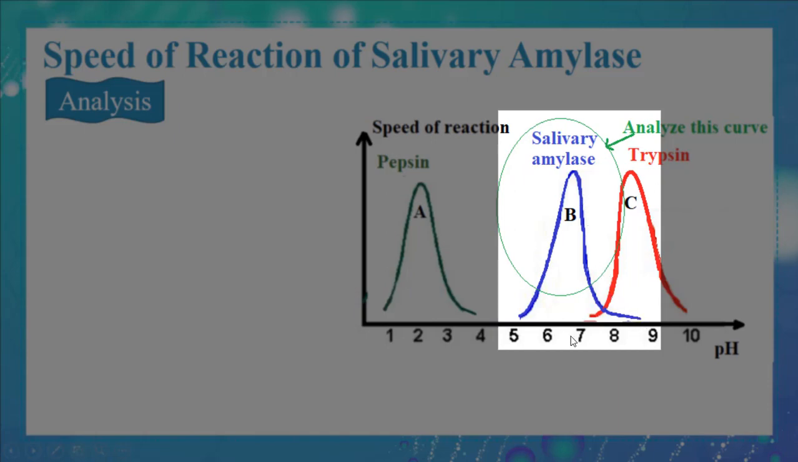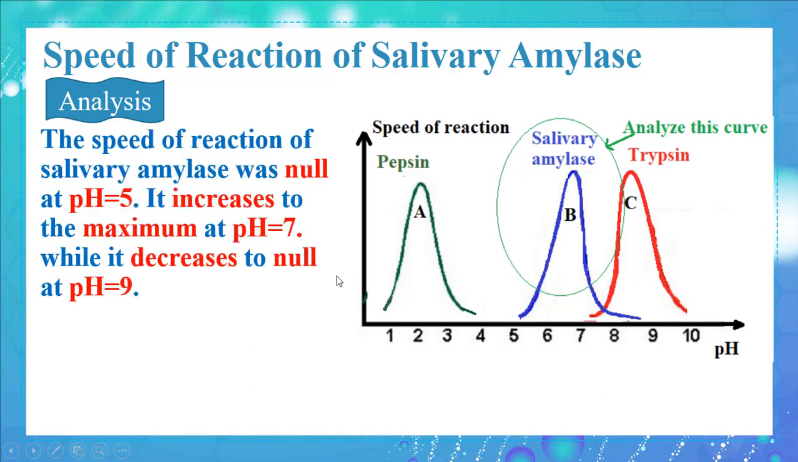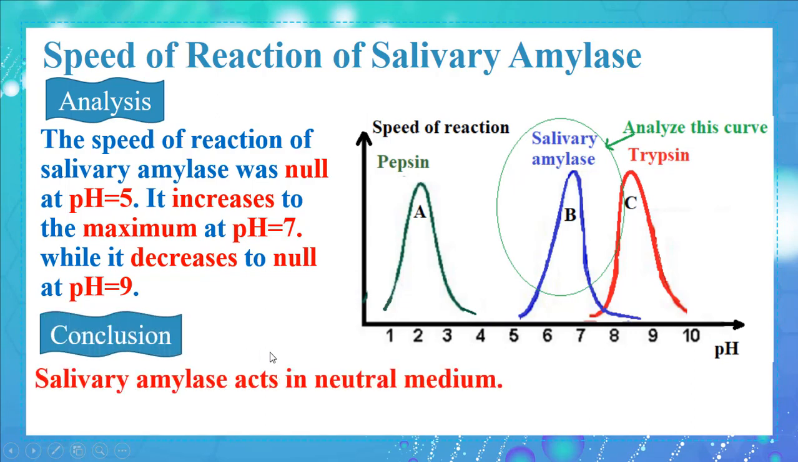So, the speed of the reaction of salivary amylase was maximum at pH equal 7. What does pH equal 7 correspond to? Yes, it corresponds to a neutral medium. The speed of reaction of salivary amylase was null at pH equal 5. It increases to the maximum at pH equal 7, while it decreases to null at pH equal 9. We conclude that salivary amylase acts in neutral medium. The optimal pH for salivary amylase is 7.